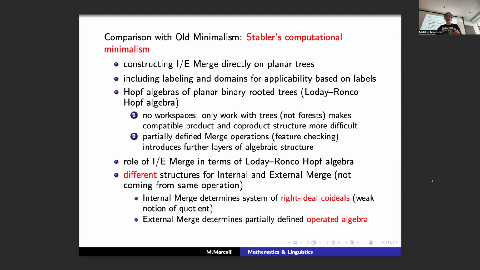I did talk a bit about this older formulation of minimalism earlier on, when I gave the overview of the different historical steps in generative linguistics.